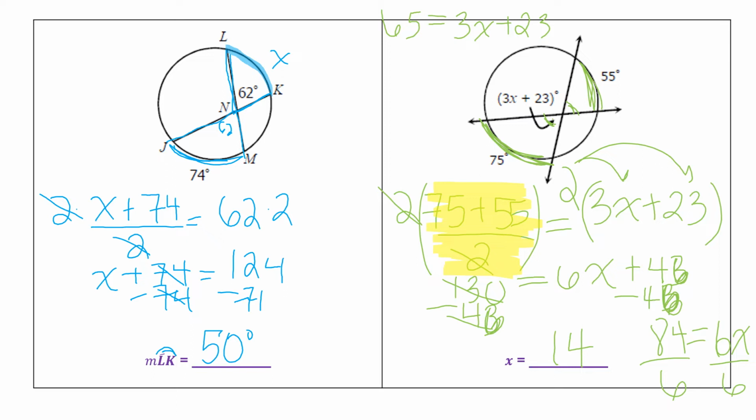So again, when your chords or your secants intersect inside the circle, you're going to add the two intercepted arcs and divide by 2, and that will give you the measure of your angle.